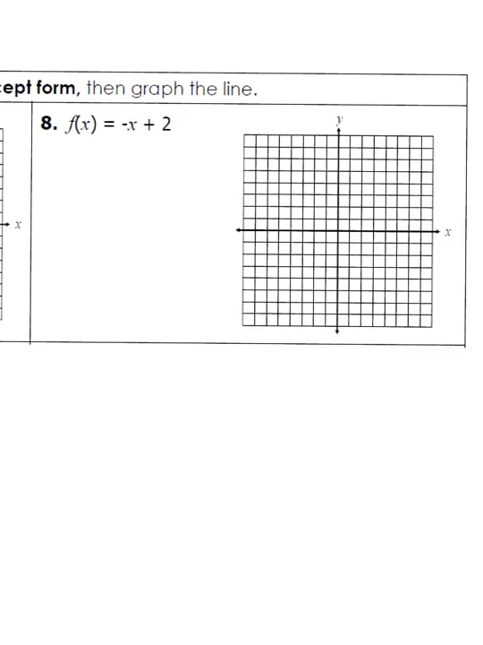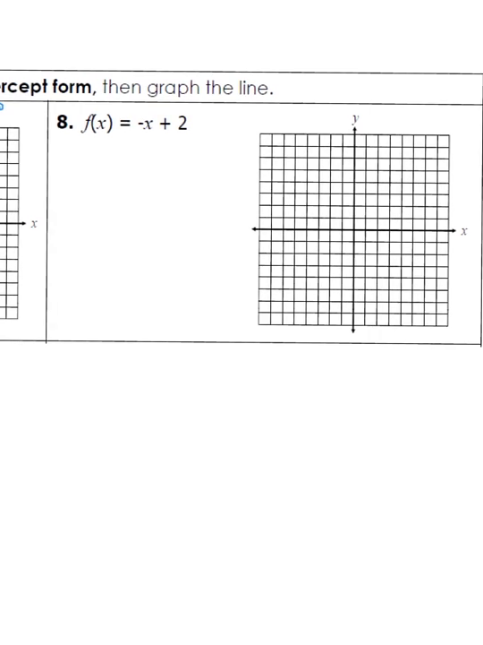Then let's look at number 8. For number 8, it's almost in slope-intercept form. We are going to swap out the function of x for y. So I'm going to rewrite it as y equals negative, and I'm going to write the coefficient of x as negative 1x. So I'm going to write that negative 1 as a fraction, negative 1 over 1, because I like to view my slope as a fraction, x plus 2.